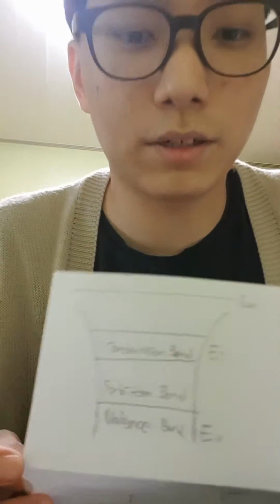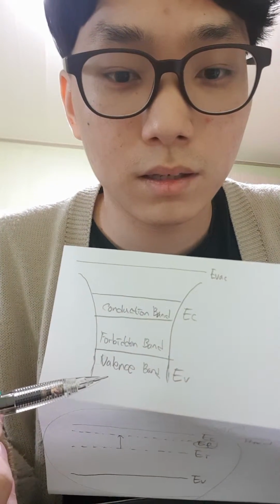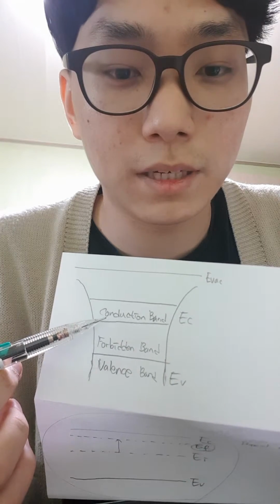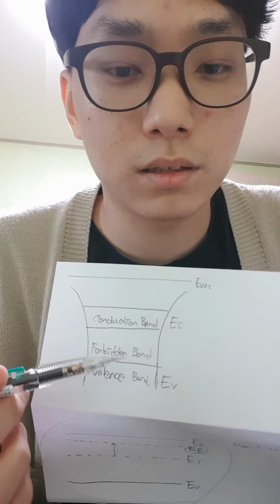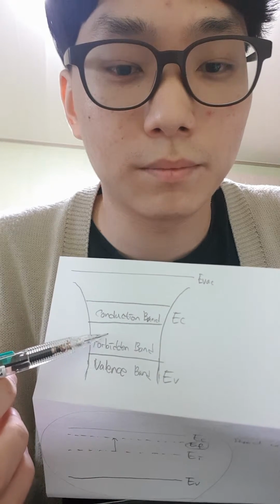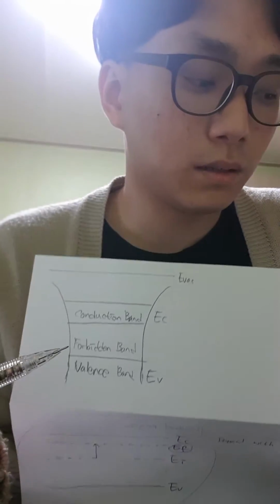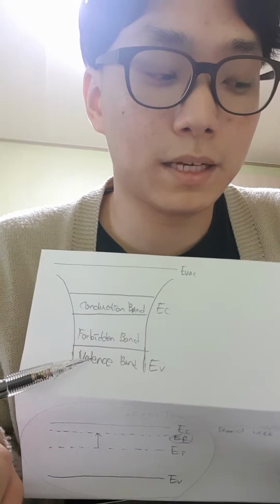Let's see this graph. Here is the valence band and here is the conduction band and the vacuum energy here, and the forbidden band is here. What is the conduction band and valence band?